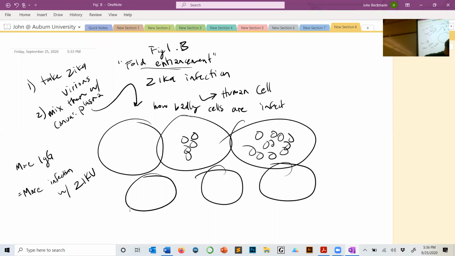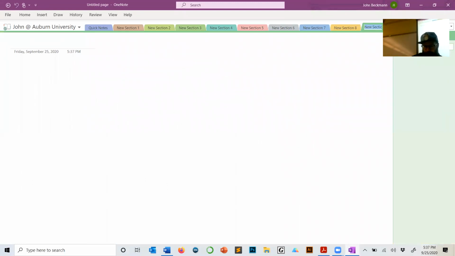So what's the conclusion? The antibodies produced by the patients that recognize West Nile virus and dengue virus also can recognize the Zika virus, and they also enhance the infection of Zika virus in human cell cultures. That's important, in human cell cultures. Okay. Next figure.